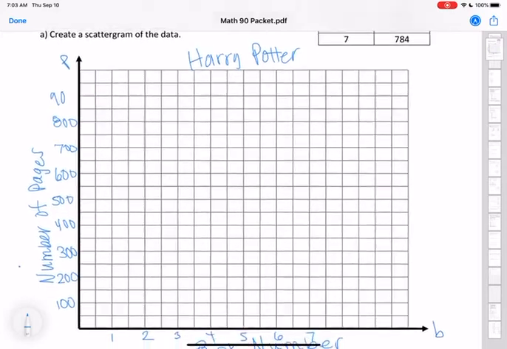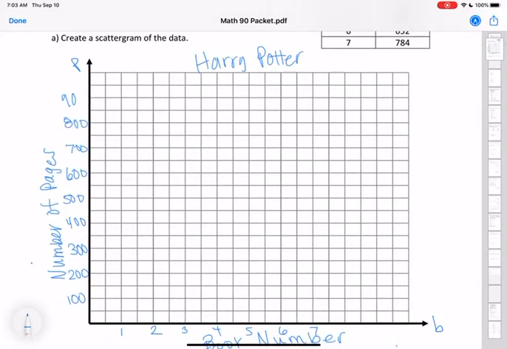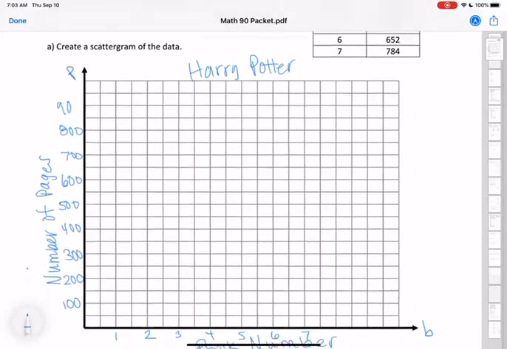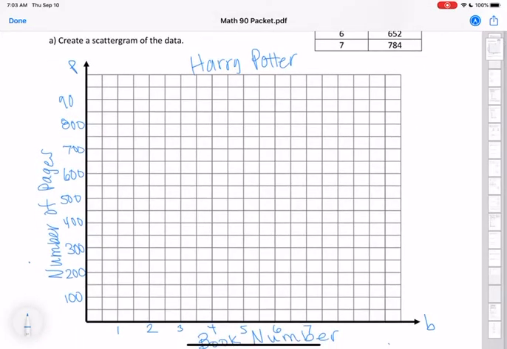So we have everything, right? We have our title, our axes, the numbers. So now all that's left is just to plot those ordered pairs. So I'll do the first one with you and then ask you to finish it off. So the first one is 309. So I go to 1 on the bottom, 309. Remember, each line is 50. So I'm going to go about here. Seems like a pretty good estimate.